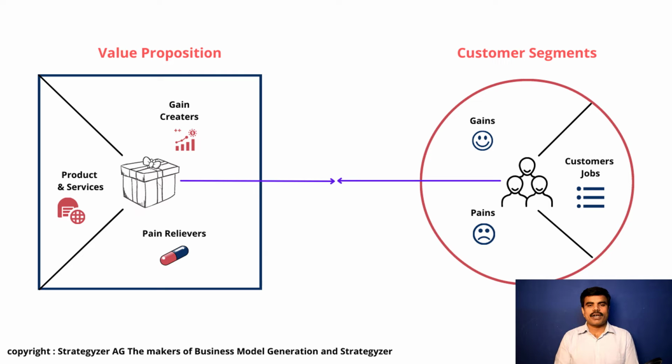Here the first one we have to start with is the customer segmentation. In this customer segmentation, there are three parts: one is jobs to be done, another is gains, and another is pains. The jobs to be done are divided into three things: the functional job, the social job, and the emotional job.